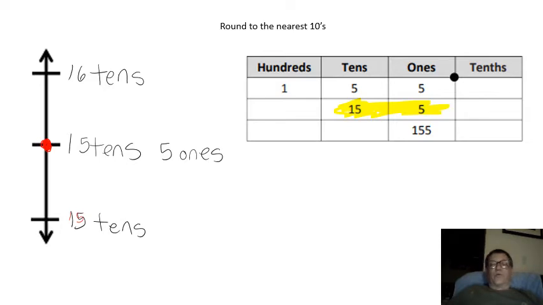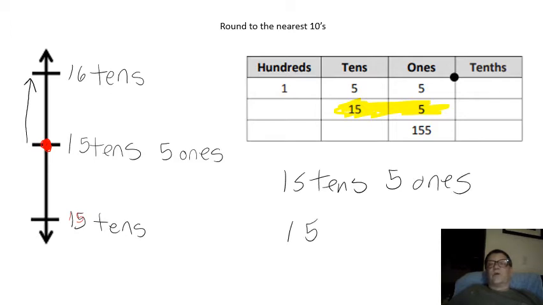Now the rule for rounding says that if it is on or above the midpoint, we round up. If it is below the midpoint, we round down. So this would round down to 15 tens, 5 ones. Or as we can see here, 155.